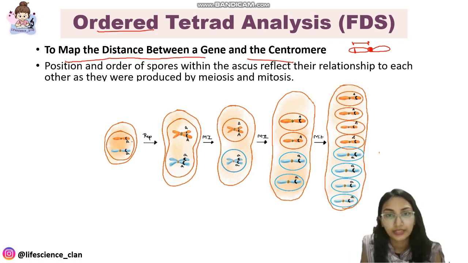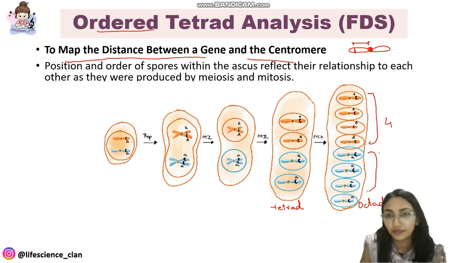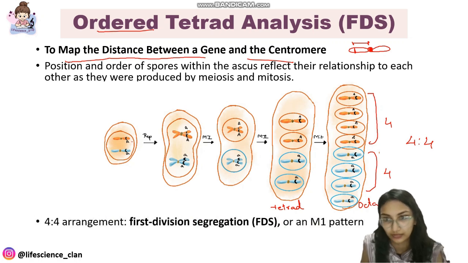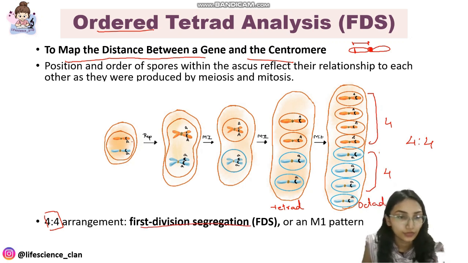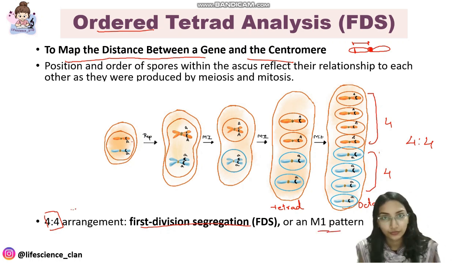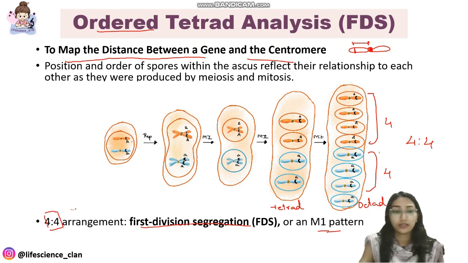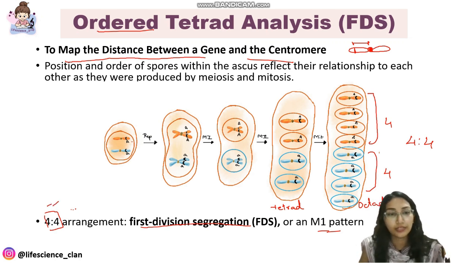If it undergoes mitosis, you will get 8 spores. So this will be our tetrad and this will be the octad. Now if you look at this, it has 4 capital A's and 4 small a's. So we have a ratio of 4:4. This 4:4 arrangement is seen in first division segregation. These asci are called FDS cells or an M1 pattern. This 4:4 ratio is very important to solve different questions, so you cannot forget this. You have to link the 4:4 arrangement to FDS.